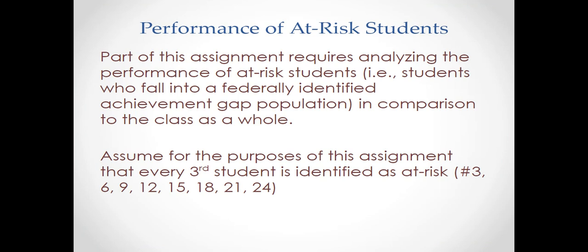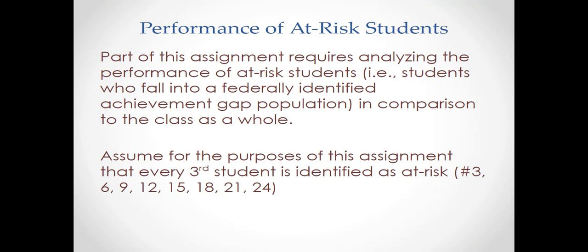We're going to talk a little bit more about at-risk students in an upcoming class, so you'll get more information about that. But for the purposes of this assignment, just understand that there are some students in the class who do meet those at-risk indicators, and they're identified for you based on the numbers. It's basically every third student: student 3, 6, 9, 12, 15, 18, 21, and 24 are your students who are at risk. Once you have everything sorted, you want to look at the performance of those students as a group and check how they performed in comparison to the class as a whole or in comparison to their peers.